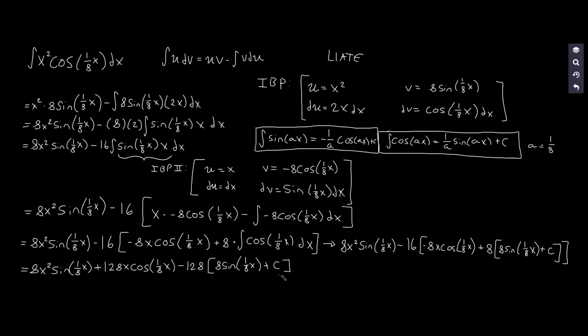And then, well, let's see. 8 times x squared times sine of 1 over 8 times x, 128 times x times cosine of 1 over 8 times x. Dude, 128 times 8?